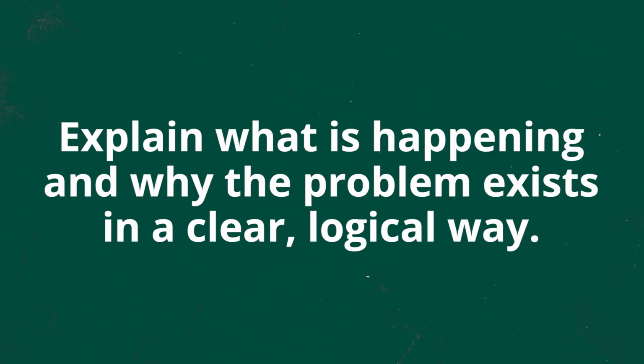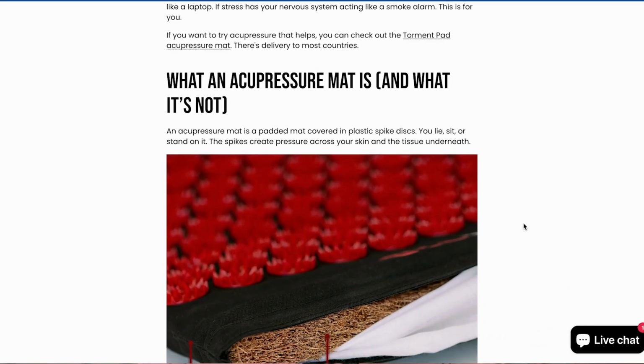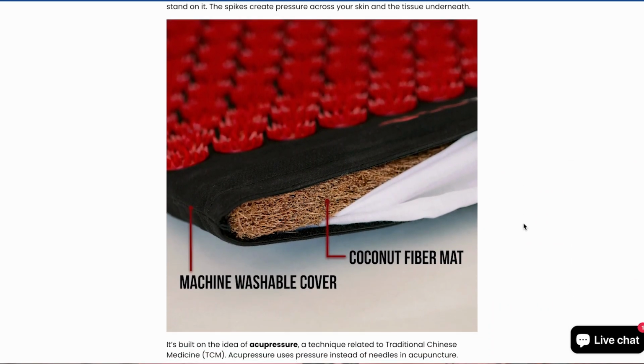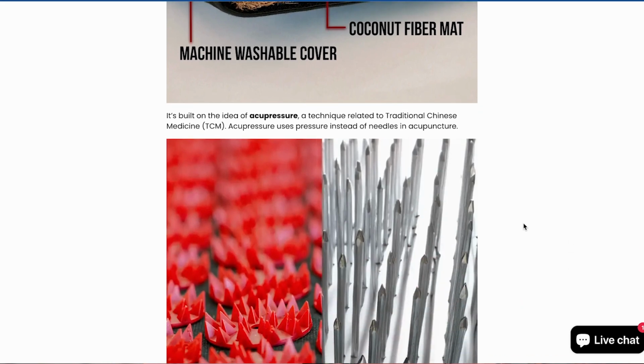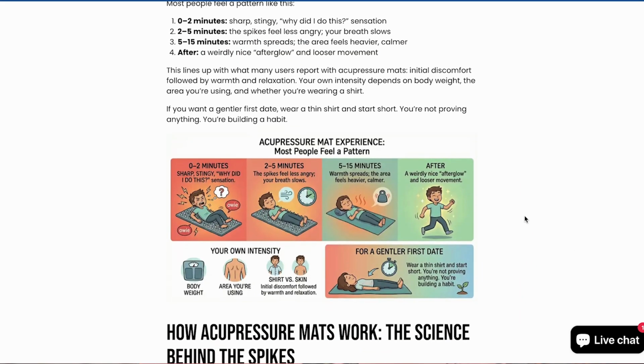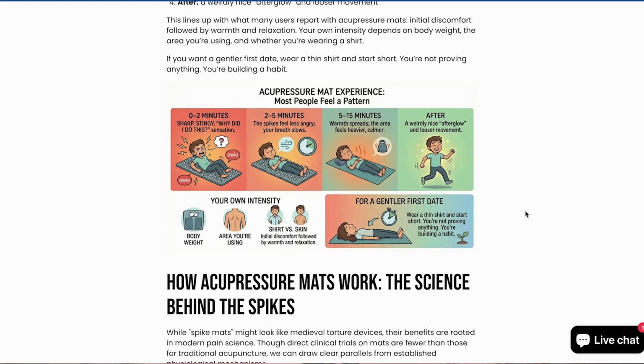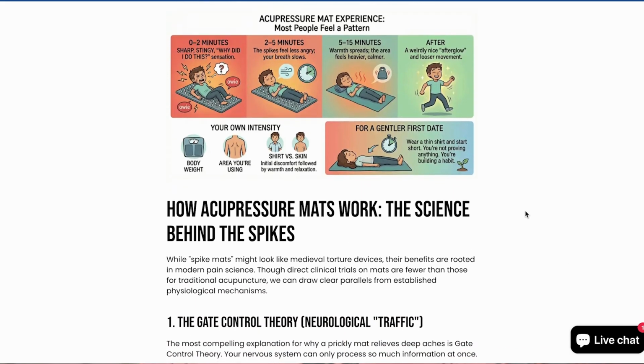And this is where most people go wrong. You don't sell, you educate them. Explain what is happening and why the problem exists in a clear, logical way. Use visuals that reinforce the issue, whether that is a comparison, a product in use, a diagram, or a real-world example. Here you see helpful graphics I made to support the content so it shows instead of just telling. And this is how you make good SEO content.